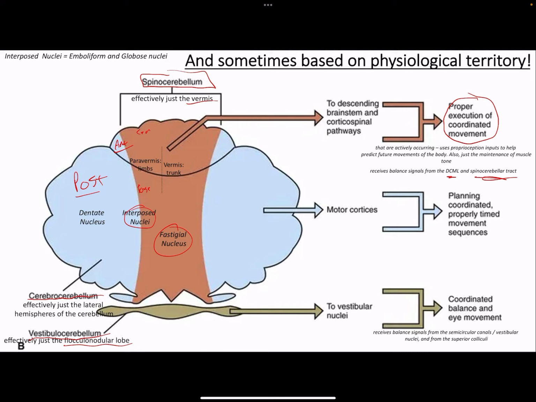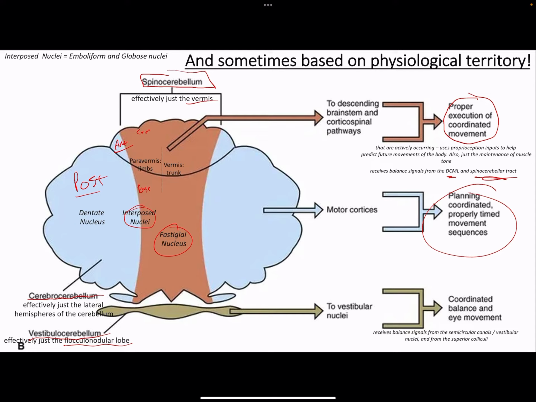Then we have the lateral parts. Again, this is posterior and anterior. The lateral parts for planning coordinated movements. So if I want to do a wicked serve in tennis, the cerebrocerebellum here, the lateral parts of the cerebellum, are going to help me execute this function as well as I can, which is not that well.